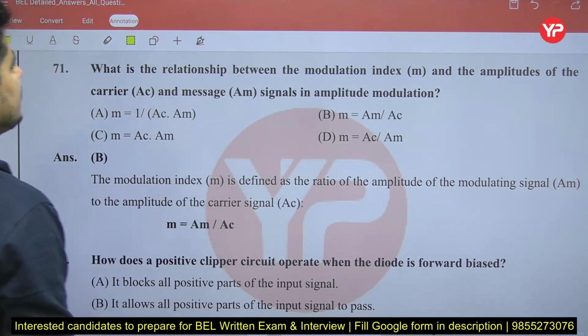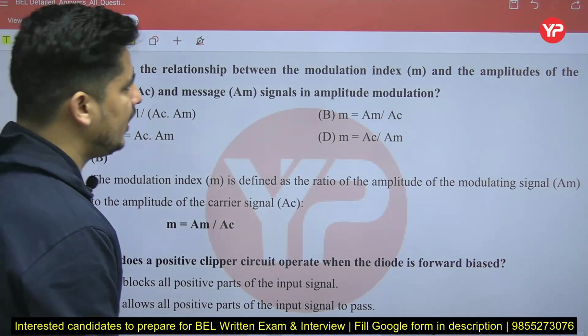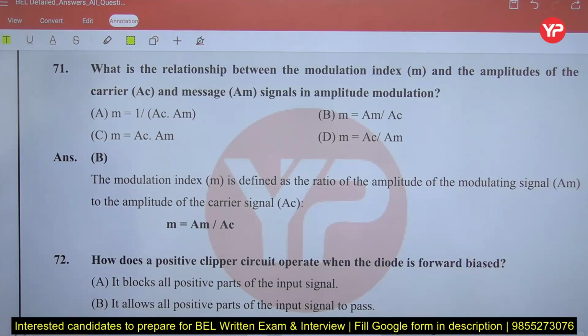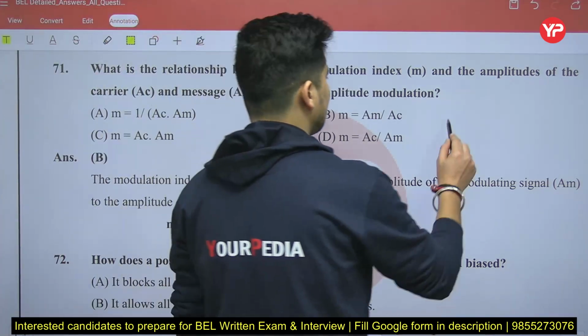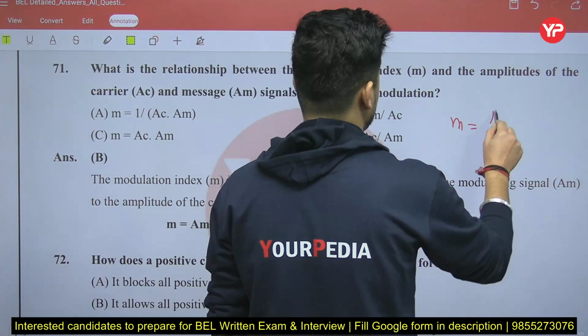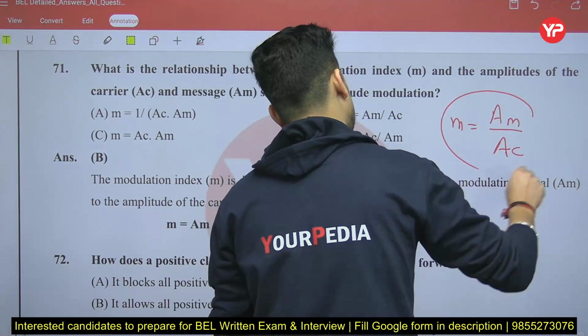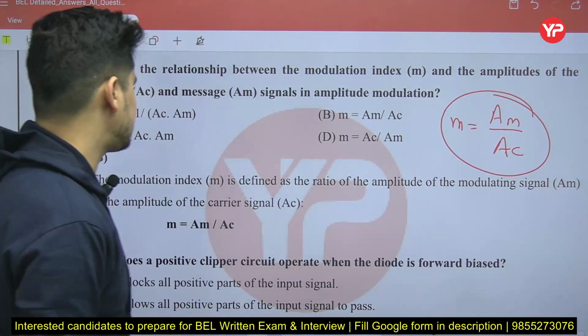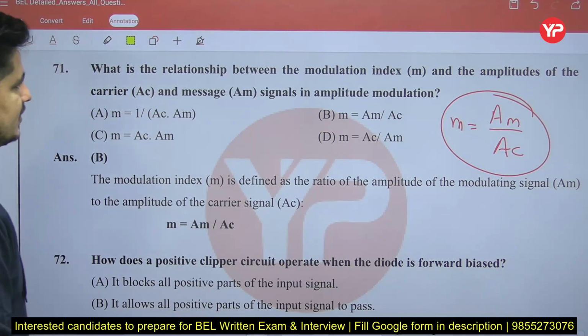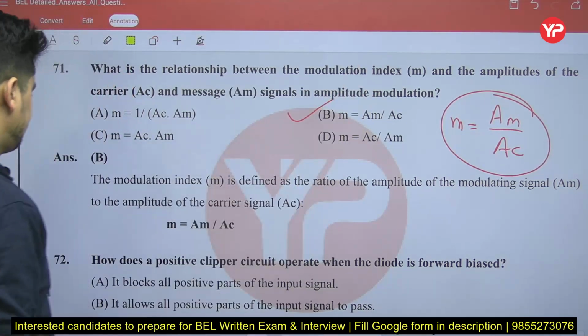Right. Next one is, what is the relationship between the modulation index M and the amplitude C? Basically, if you talk about the AM signal, the modulation index M is Am upon Ac. Always remember this: the modulation index is Am upon Ac. So what will be the answer? B will be the answer.